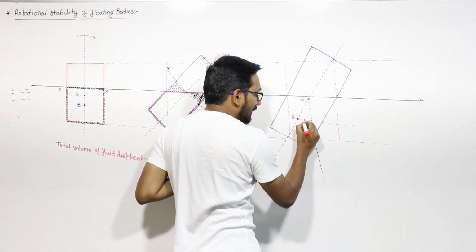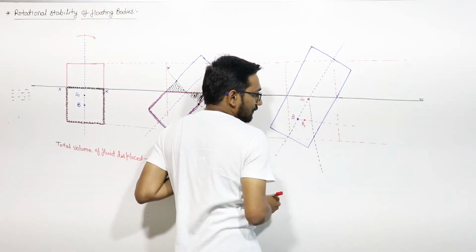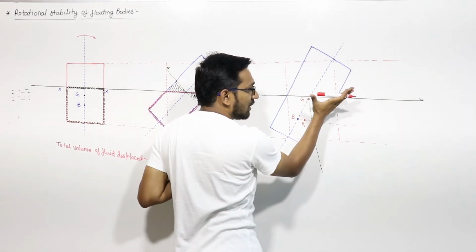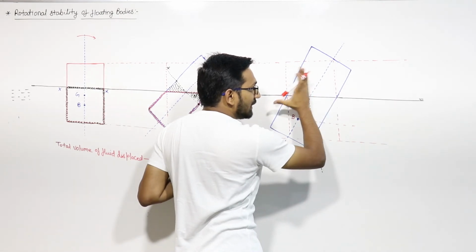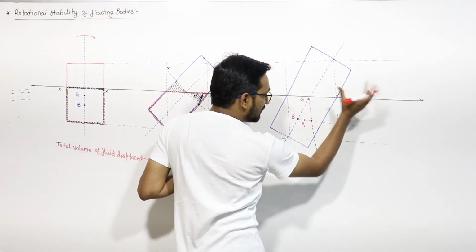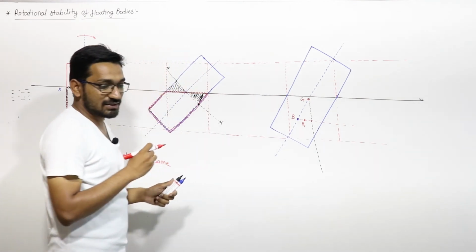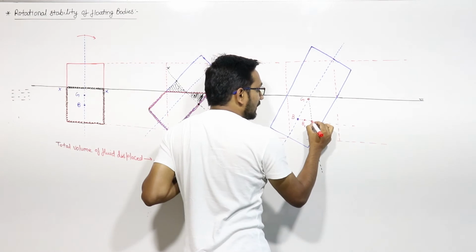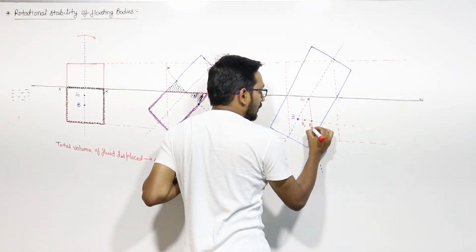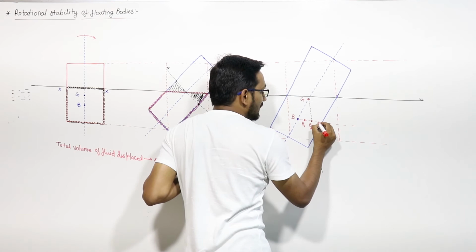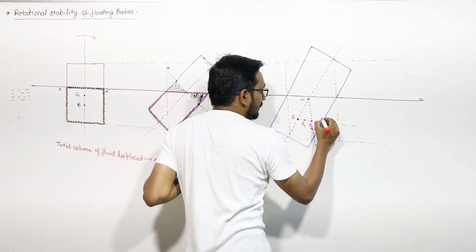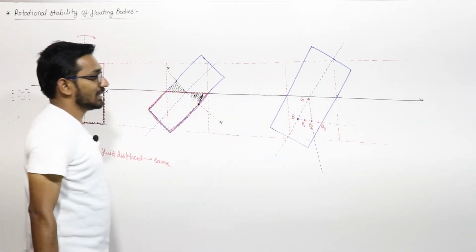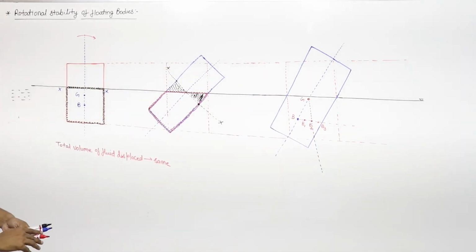Let us say B1. The center of buoyancy may shift. It all depends upon this angular displacement. More is the angular displacement, more will be the shift of center of buoyancy. Now center of buoyancy can shift up to here also. Let us say B2. And center of buoyancy can shift up to this point also. Let us say B3. I am writing here B3.